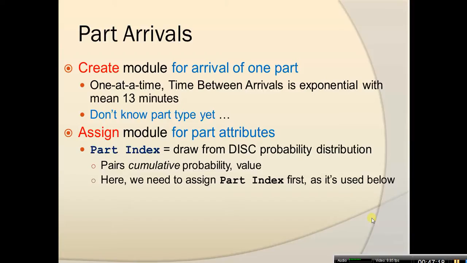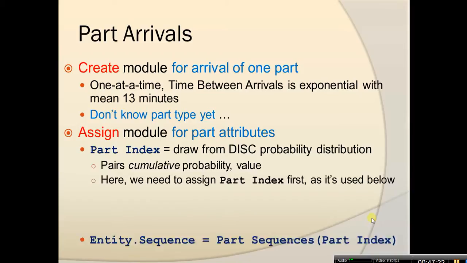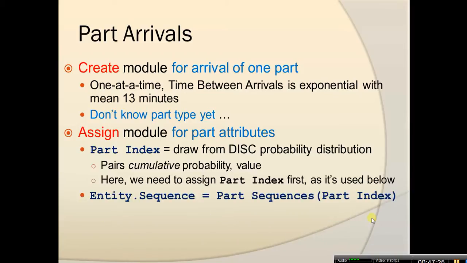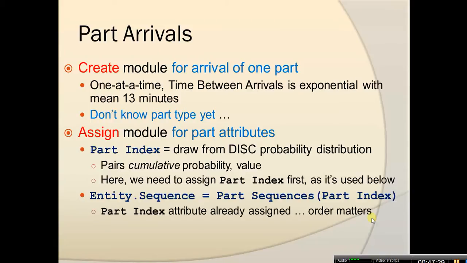So next, what we'll do, right, we'll assign the part index first, and then based on the part index, we'll be assigning entity sequence as getting it from part sequences, which we defined, right, the set of sequences, and that will depend on the part index.